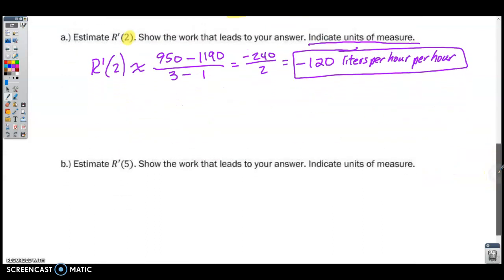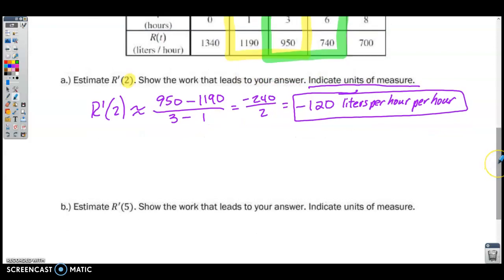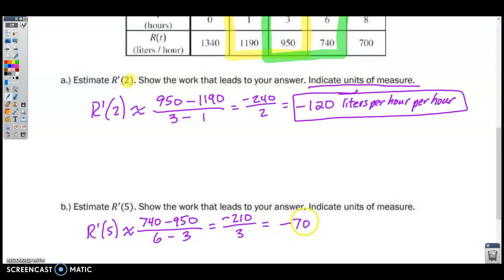All right, estimate R prime of 5, show the work that leads to your answer, indicate units of measure. Okay, so again, 5 is on the interval from 3 to 6. So we're going to estimate R prime of 5 using those values from the table. And so I'm going to go ahead and say R prime of 5 is approximately equal to 740 minus 950 over 6 minus 3, which gives me negative 210 over 3, or negative 70 liters per hour per hour.